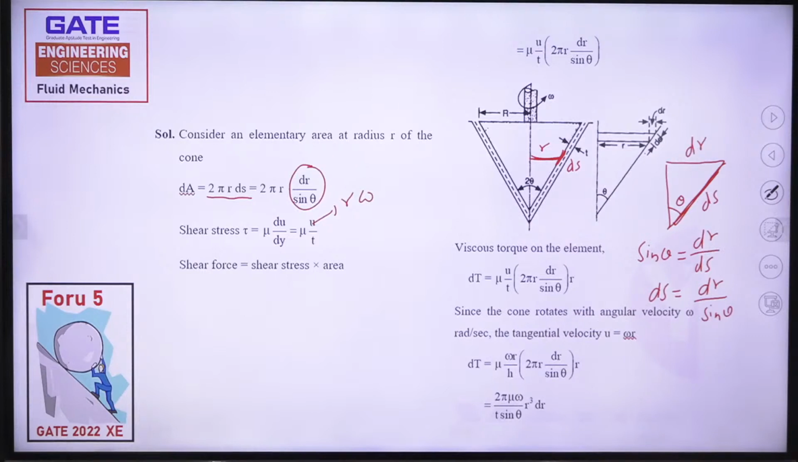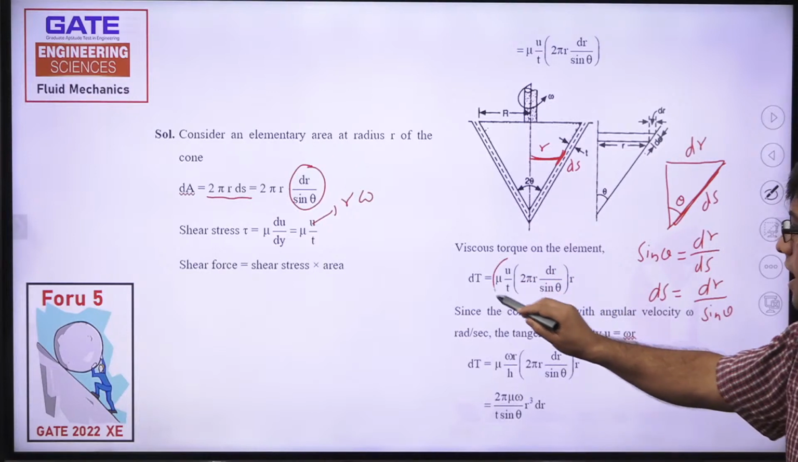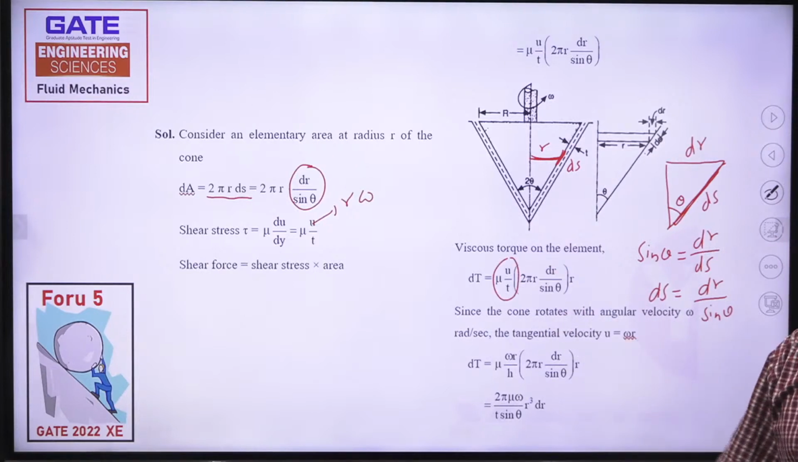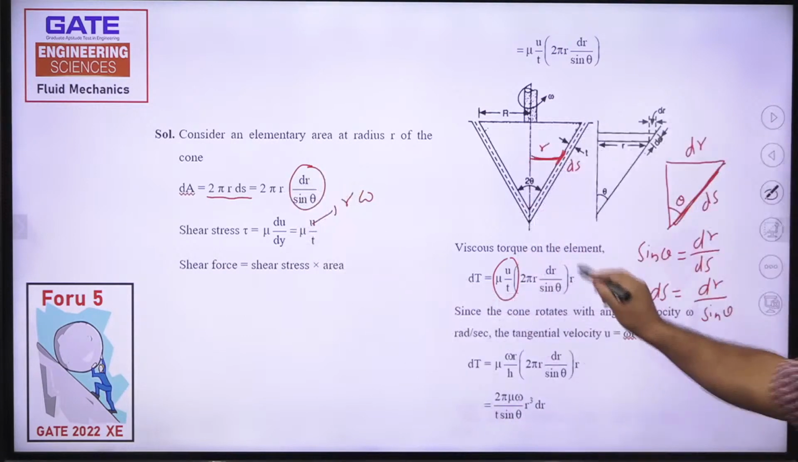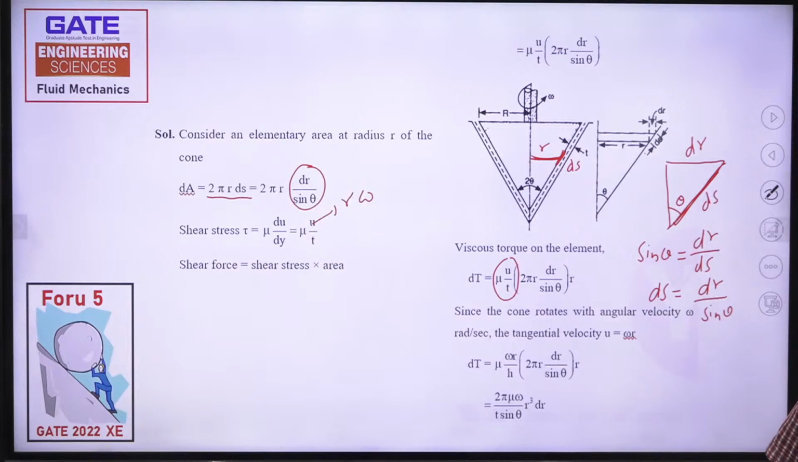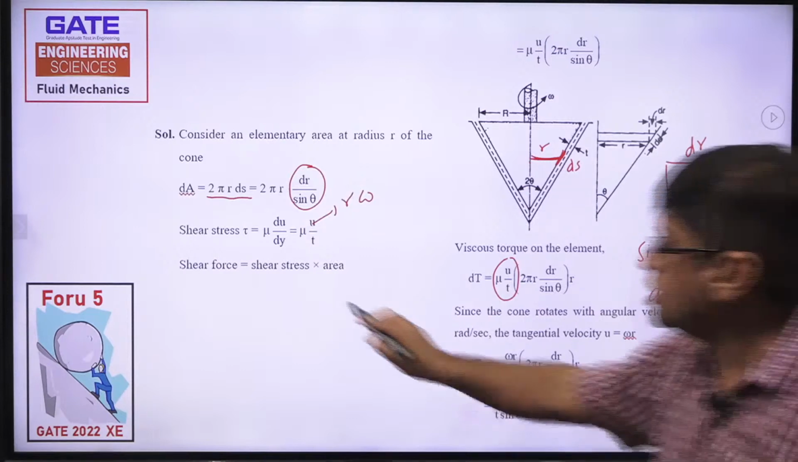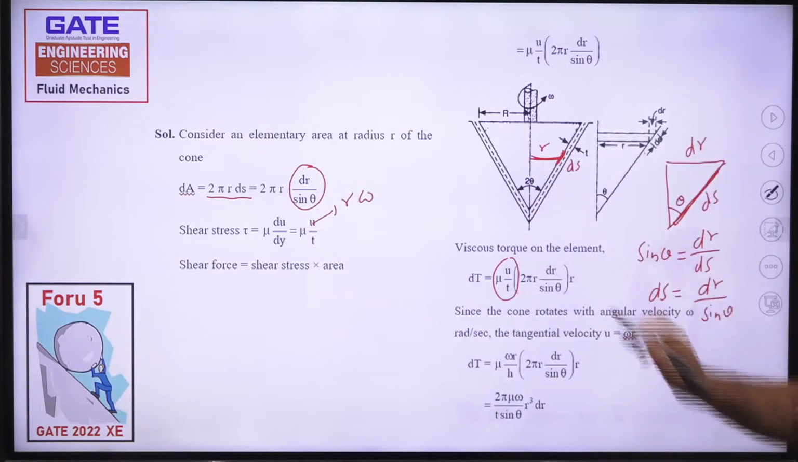And what is the drag force? Drag force is the drag stress multiplied by this particular elemental area. And what is the elemental area? 2 pi r into dr by r sine theta. And what is the torque? Torque is the shear force multiplied by radius, that is r.